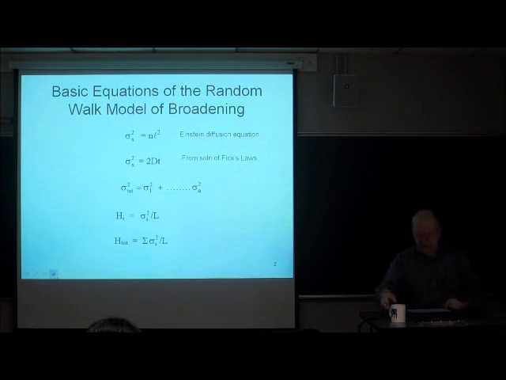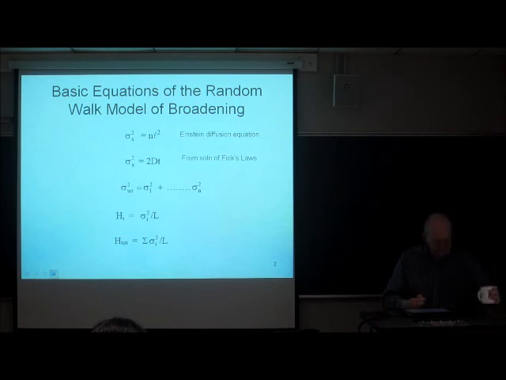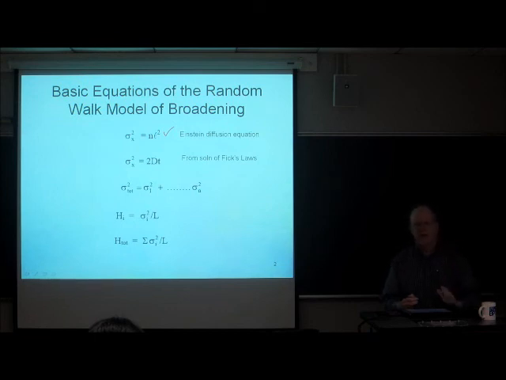So, here are the equations I showed you the other day, the basic equations of the random walk. The two key equations are the Einstein equation for the variance of the peak. And Einstein said the variance of the peak is equal to the number of random steps that the particle that's diffusing, or the particles that are diffusing take, that's n, times the square of the random step size, that's L.